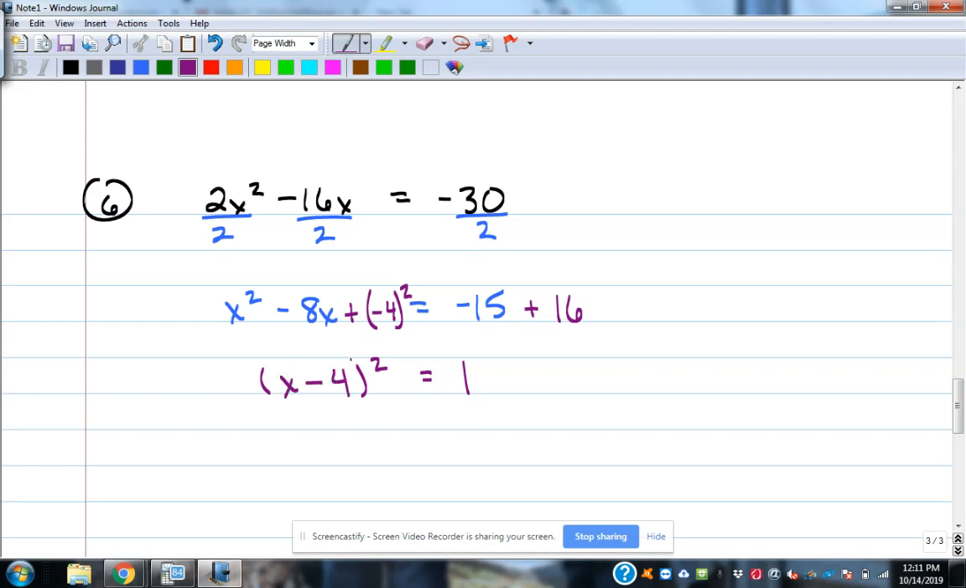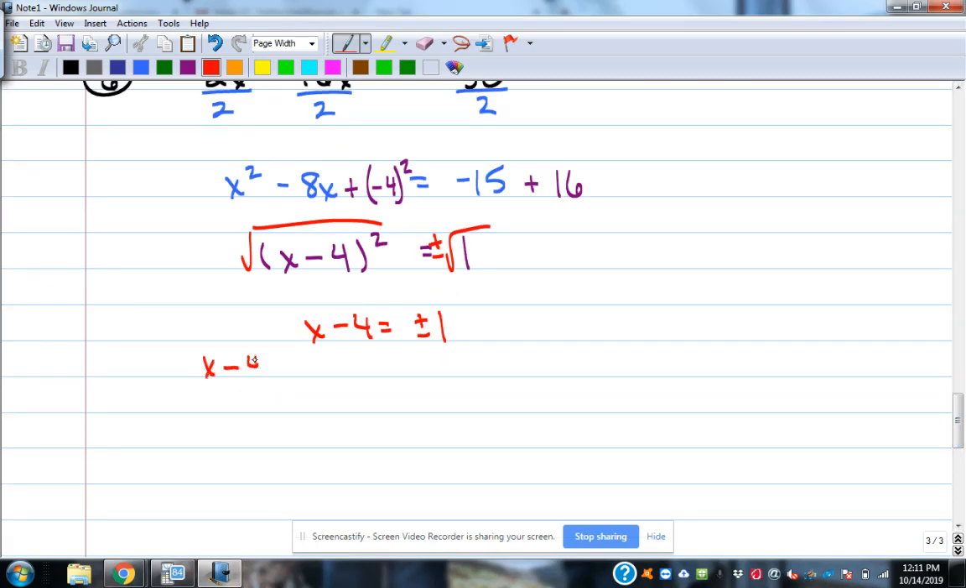X minus 4. Whatever half of that middle number is, that's what's going to be in that factor every time. When you complete the square, that's always what's there. Then we solve by square roots. Square root of the left side, square root of the right side. Positive and negative 1 is the square root of 1. So this one I can actually work out, so I need to split it up into positive 1. X minus 4 is equal to negative 1, and solve.